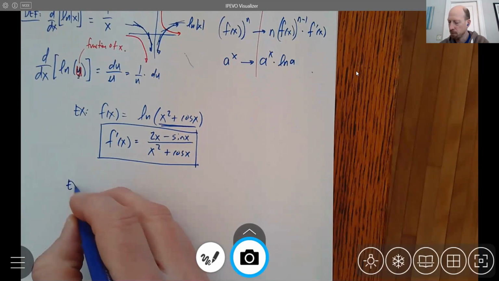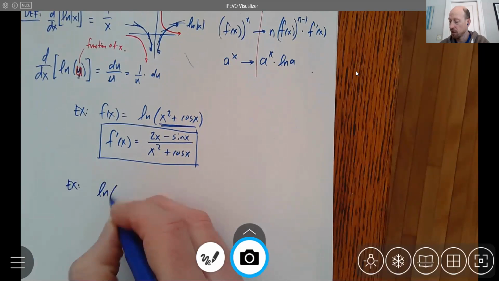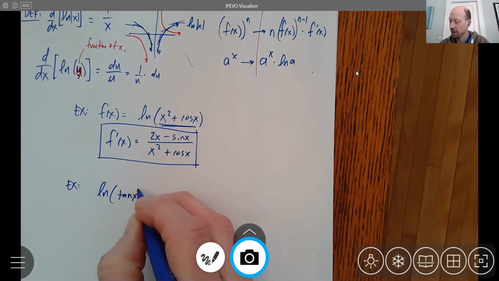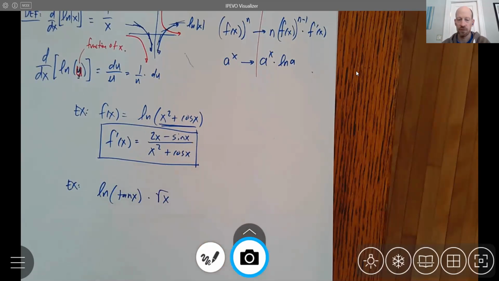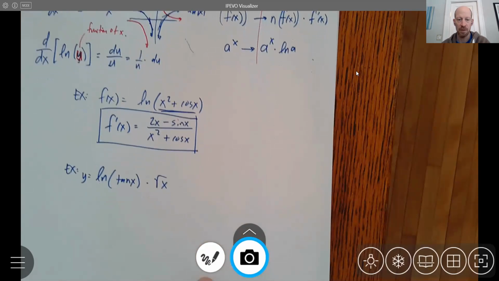Maybe one more example. How about the natural log of tangent of x times the square root of x? Let that be my function.